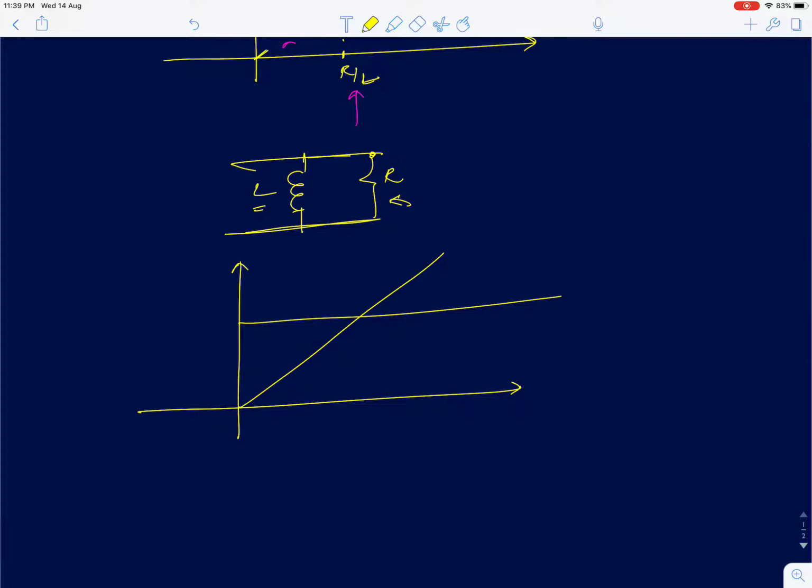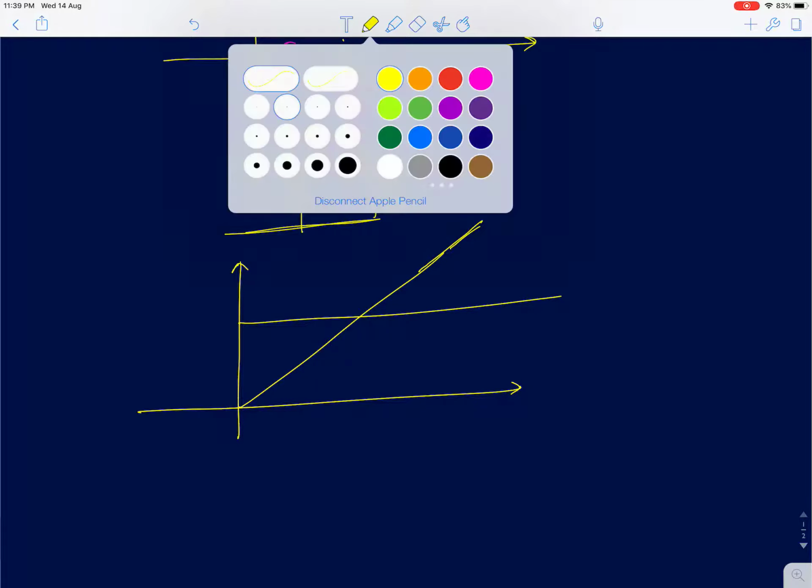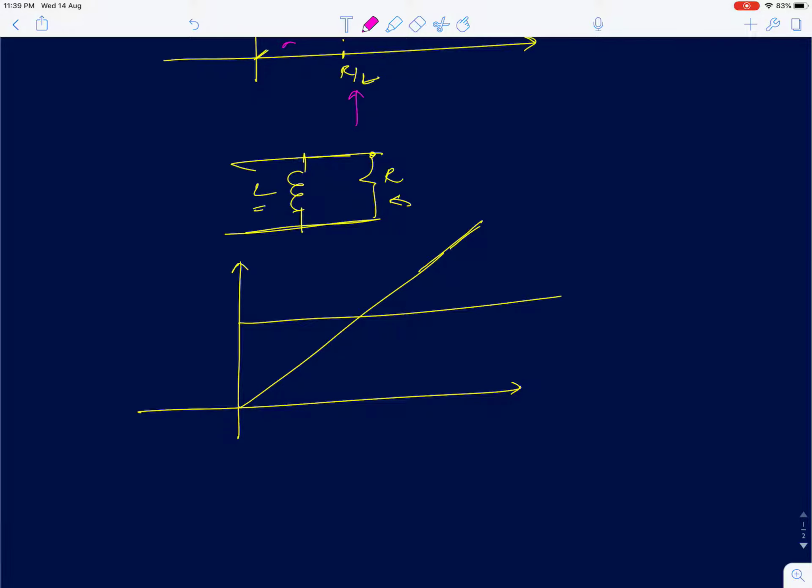Okay, so as I said, if two elements are in parallel, the element with the lower impedance will dominate the overall impedance. So initially the inductor impedance will be dominant. After that, the circuit will behave like a resistor. So for low frequencies, for omega less than R by L, this network is simply going to behave like an inductor. And as you increase the frequency, for omega much greater than R by L, the impedance will simply reduce to R, because inductor is going to have much higher impedance, so we can ignore the inductive impedance part.